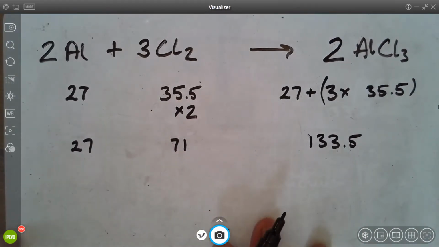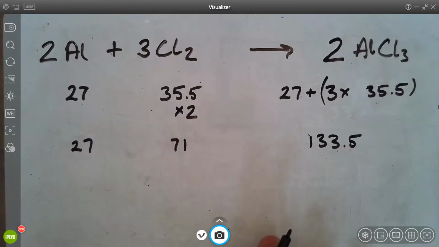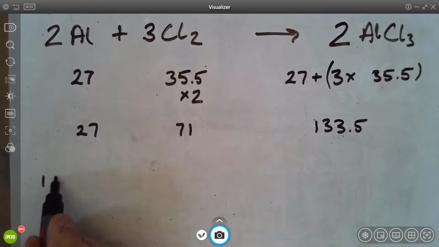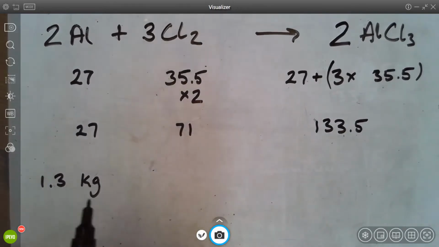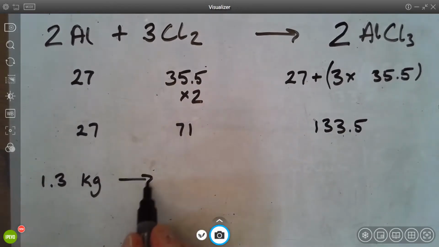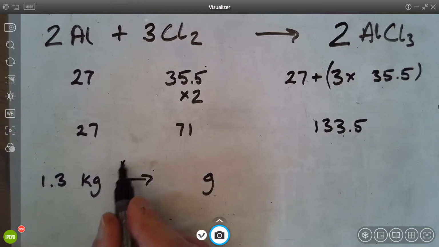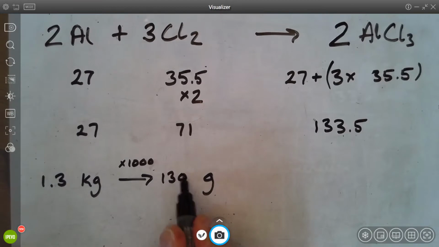All right, let's just flick back quickly to our question. 1.3 kilograms of aluminium is used. How much aluminium chloride is produced? Let's go back to here. Right, first of all, we need to note that 1.3 kilograms is not the correct unit. We should always convert into grams. How many grams? Shout it out. Good. So we're going to multiply this by 1000 to give us 1300 grams.